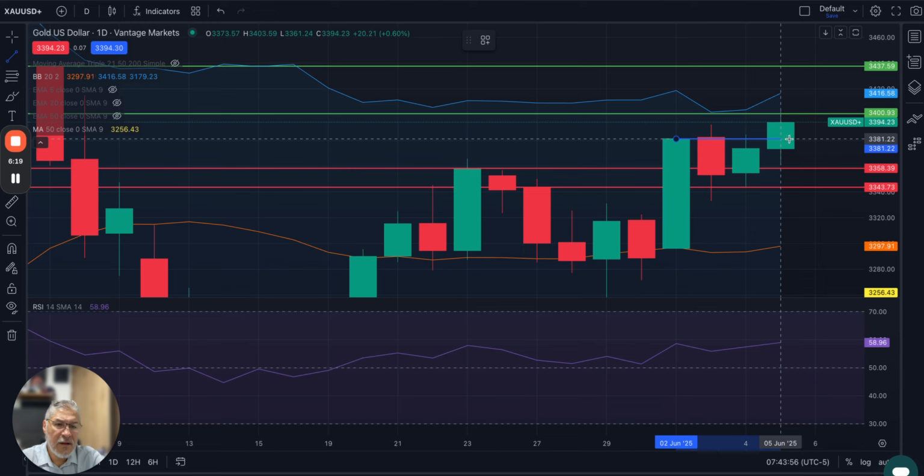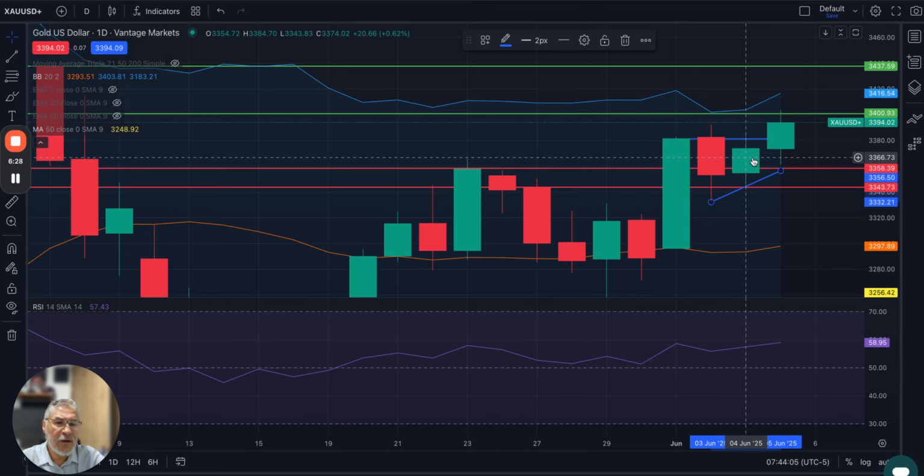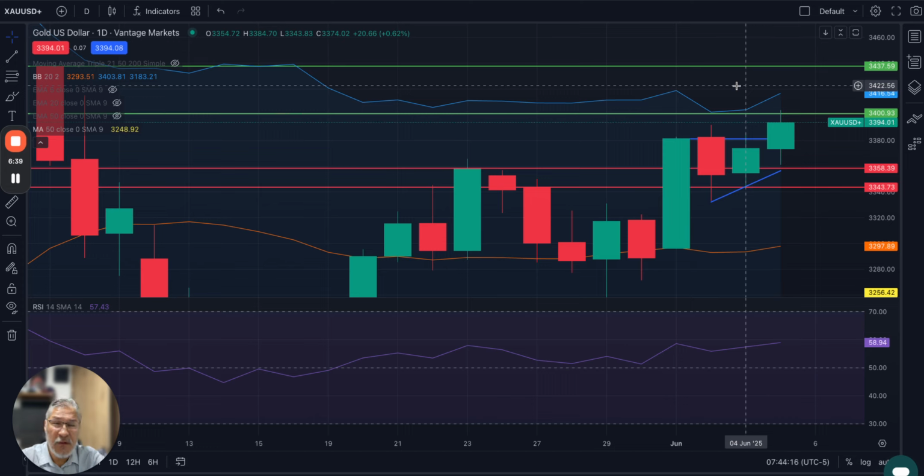It was making this triangle. It broke up to the upside. So we're gonna have tomorrow the NFP numbers. Yesterday's ADP numbers came out lower than expected. So the consensus for the non-farm payroll is 125,000.